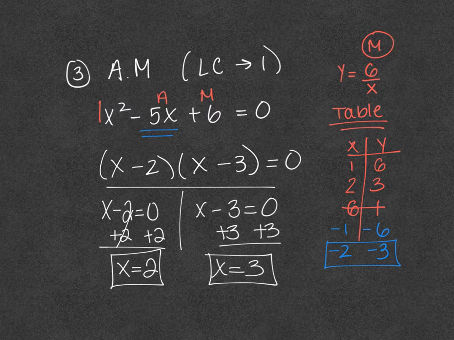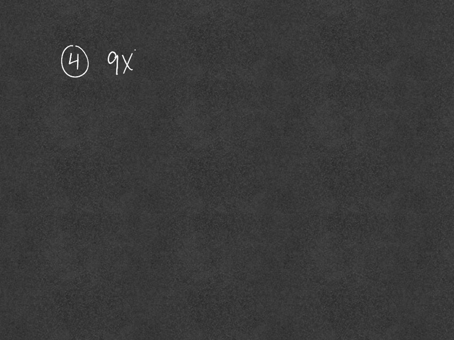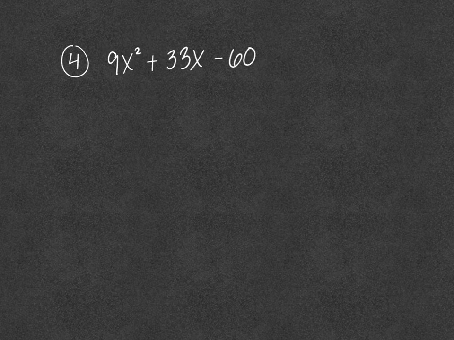All right, let's try another example. Okay, so for number 4, we have 9x squared plus 33x minus 60. And right away, you can tell that the leading coefficient is greater than 1, so we know the AM method is not going to work. So this is where I'd like to introduce a method called the AC method. And if you feel like using guess and test at this point, you totally can. But I feel for those that are struggling with guess and test, I'd like to go over this AC method in more detail.